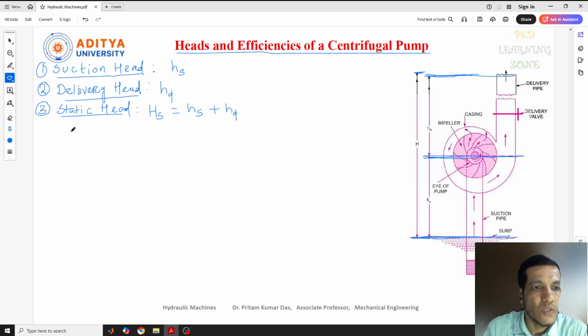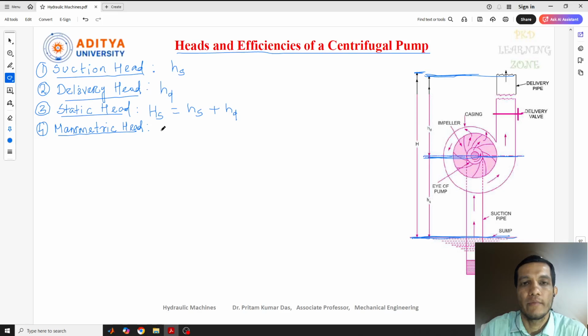The next one is manometric head. This is a little more important than the other heads we have discussed. Everything is important, but this concept often comes in exams to solve problems. So manometric head is a similar kind of head, but it is slightly different.